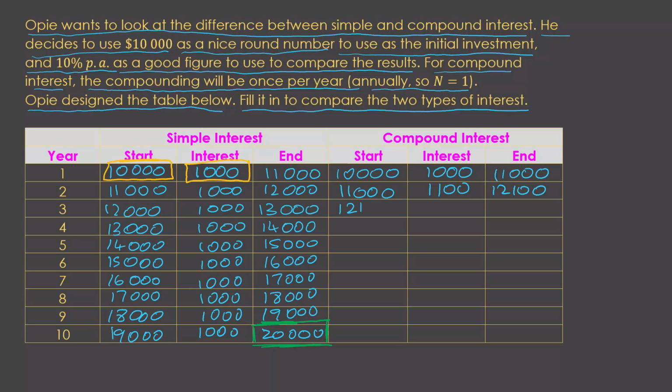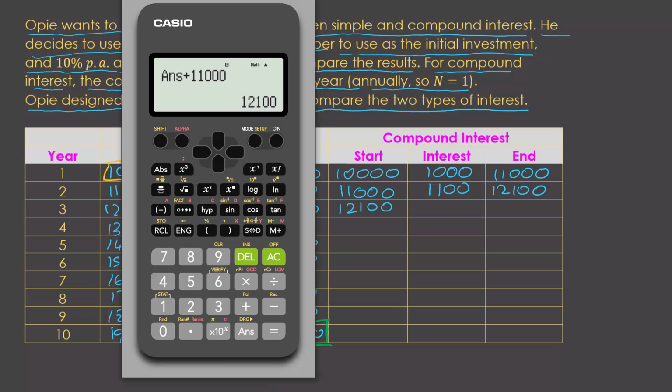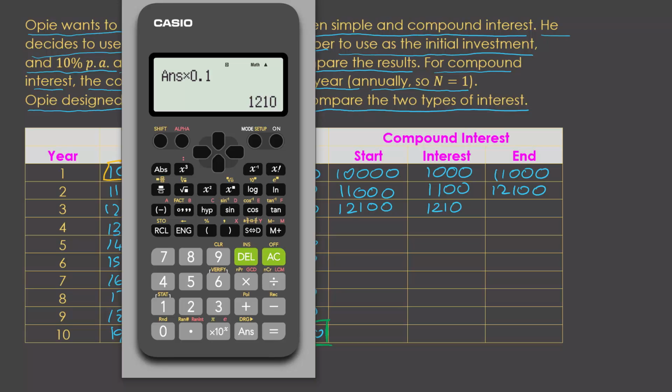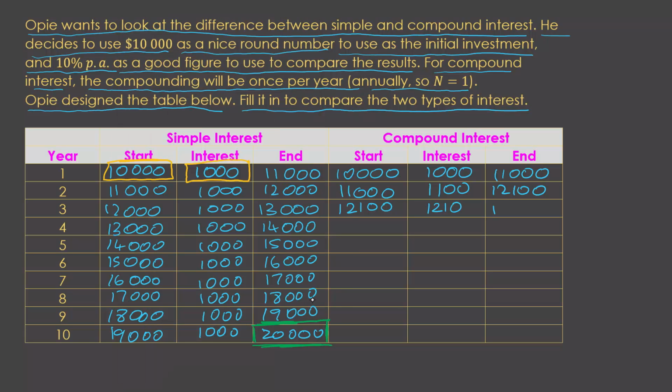And then we're going to get interest on 12,100. So I'm going to multiply that by 0.1. So I get 1,210. And then I need to add that to 12,100. And I've now got 13,310. So you can see earning interest on previously earned interest makes quite a big difference.